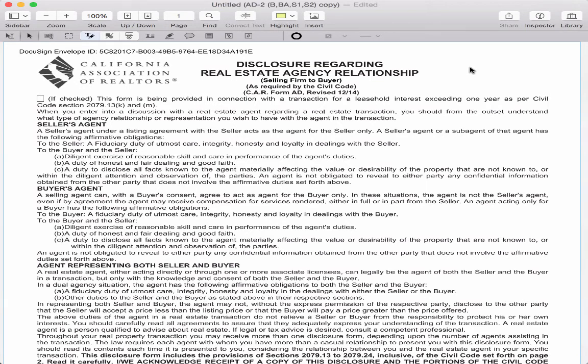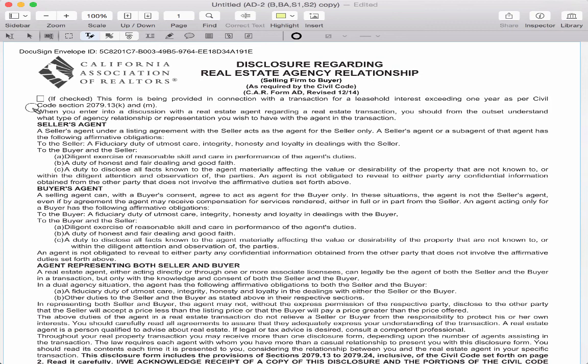Let's talk about agency and what's important about that to you. In every real estate transaction, you'll be asked to sign a disclosure regarding real estate agency relationships, and the one that you see on the screen in front of you is pretty typical of what you'll usually see. This disclosure, however, merely tells you what types of agency are available. A couple of things that are important to know.